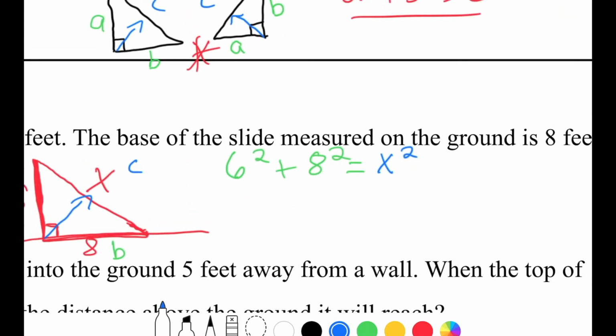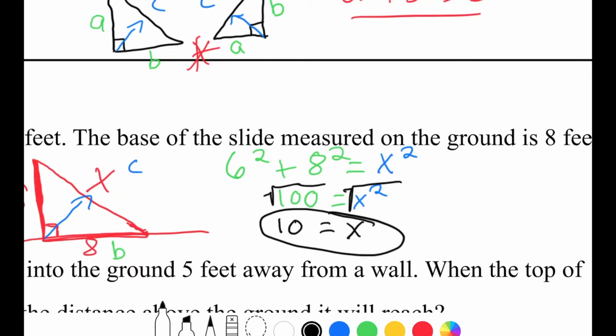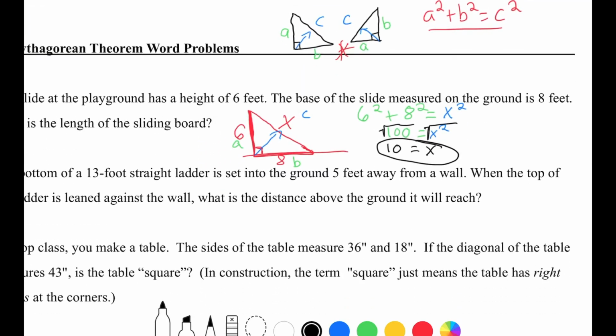So our 6 squared plus our 8 squared gives us 100. And then we can't do anything with the x squared yet. Once our x squared, or our thing squared, is by itself, then we can handle our square. We're going to take the square root of both sides. This gives us 10, and this gives us just x. And that is our answer for number 1.